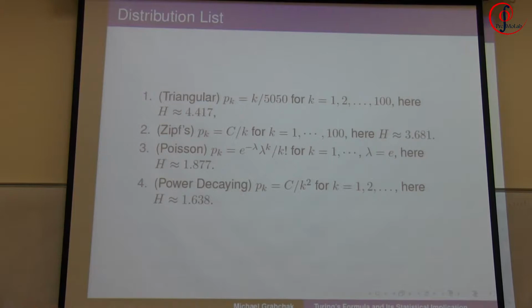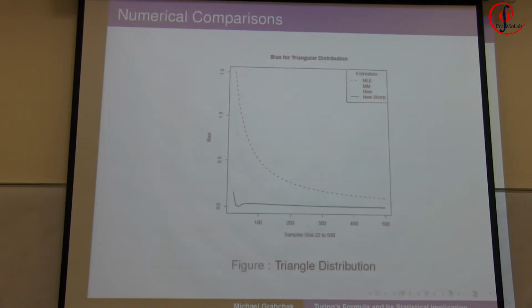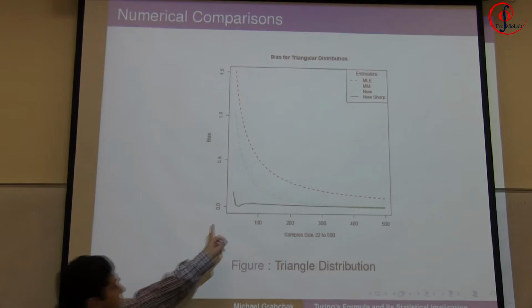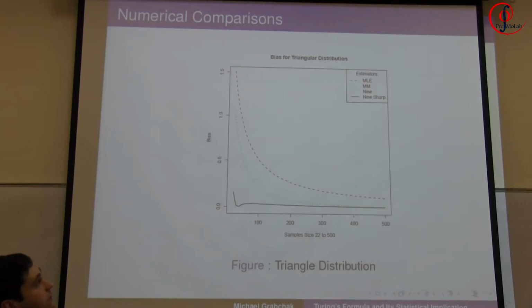3 and 4 will have an unbounded support. So we have the Poisson distribution, where for simplicity I took the mean to be e. And a very heavy-tailed distribution, basically like 1 over k squared. So let's see what happens with these 4 cases. Now, actually, this one labeled best is an estimator I haven't discussed. I'll say something about it in a moment.